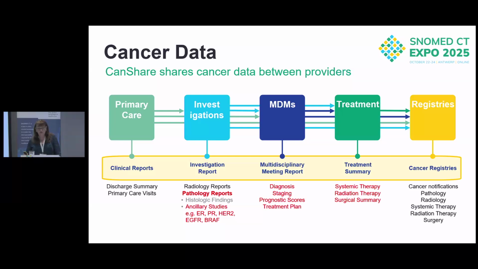This slide shows some of the different types of cancer data that are shared between the participants you saw previously. But today I'm going to particularly focus on the pathology reports, and particularly the immunohistochemistry and the molecular biomarkers that are used by the downstream activities for diagnoses, staging, prognosis and treatment.